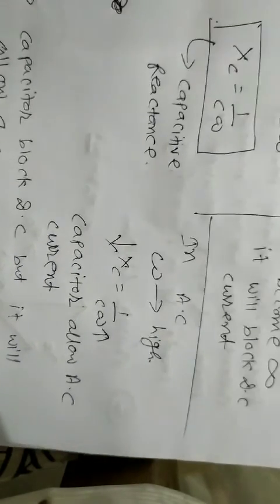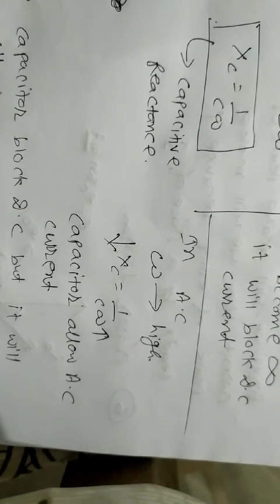And what we have learned here is that a capacitor blocks DC, but it allows AC. So you have to understand all of this. In the next class, we will understand the LCR series circuit, that is, what happens when we connect an inductor, resistance and capacitor in series. The LCR series circuit is also very famous. Thank you.